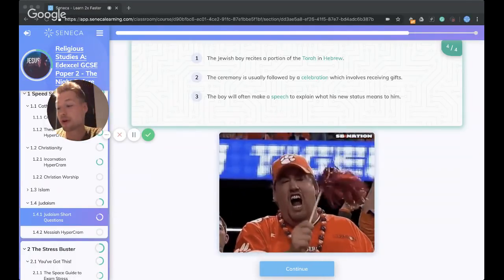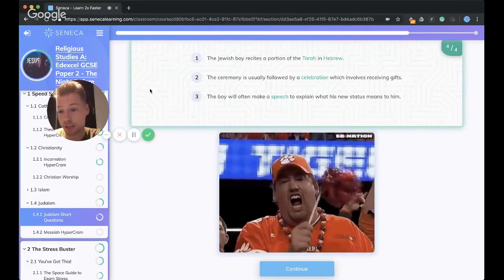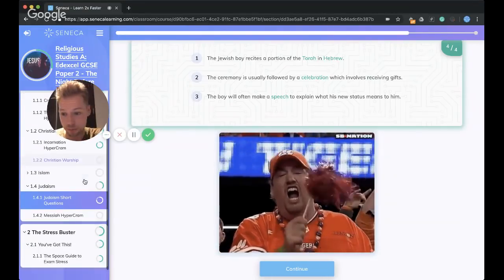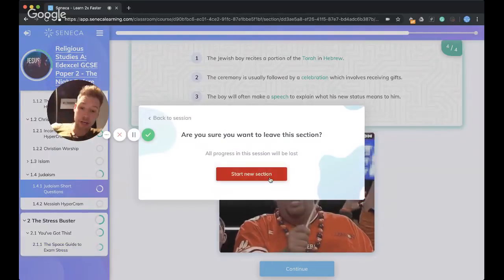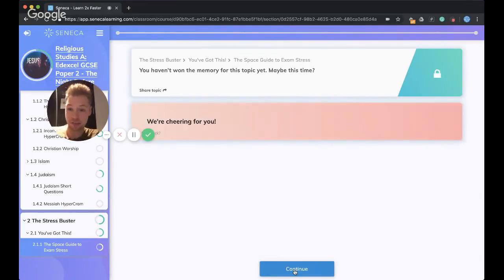So we're going to go over a nice little stress buster before the exam, and then maybe we'll have time to go through another module. During exam season, it's really important that you keep your mental and physical health in check because it can be a stressful time. So it's important to keep balanced. This stress buster comes with some nice space themed suggestions on how to keep yourself healthy and happy during exam season.